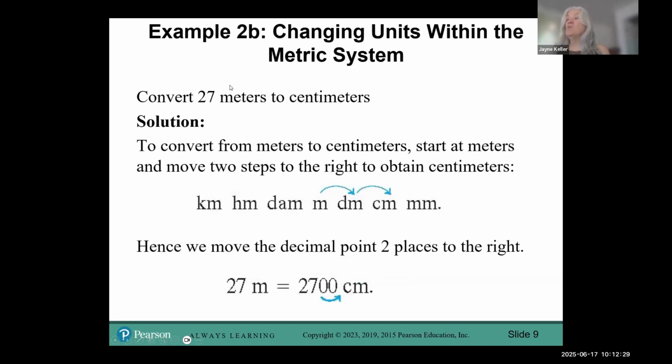Let's see what happens when we convert from meters to centimeters. So we have a larger unit, the meter, to a smaller unit, the centimeter. And it's 2 places over. There's 100 centimeters in a meter. So I'm just going to move the decimal point 1, 2 places to the right. So it started out here. In order to move it twice to the right, I'm going to add in 2 zeros, which tells me 27 meters is 2,700 centimeters.